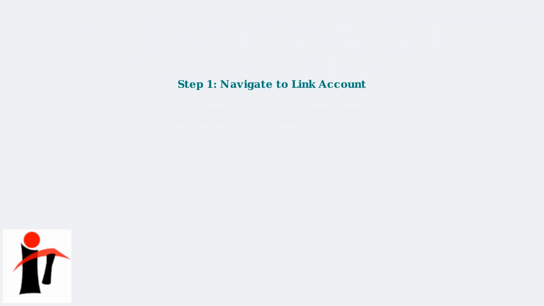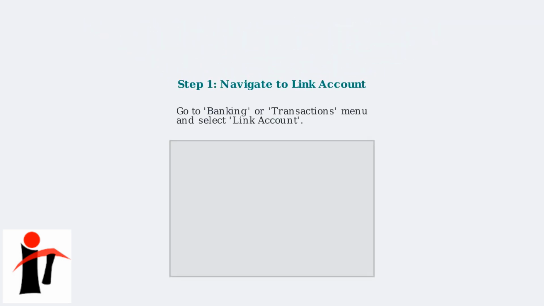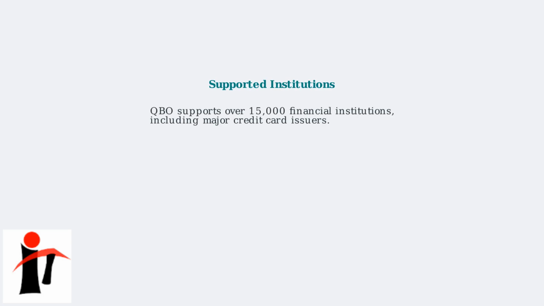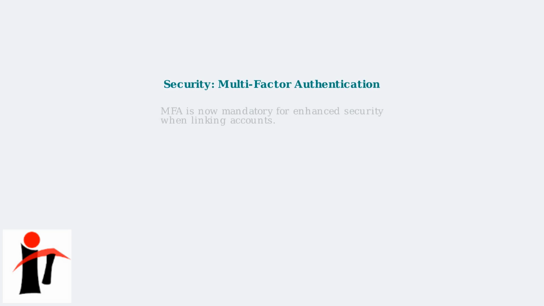To link your account, navigate to the Banking or Transactions menu in QBO and select Link Account. You'll then be prompted to enter your credit card login credentials or use a secure OAuth connection. QBO supports over 15,000 financial institutions, including major credit card issuers like Visa, MasterCard, and American Express. Multi-factor authentication is now mandatory for enhanced security.